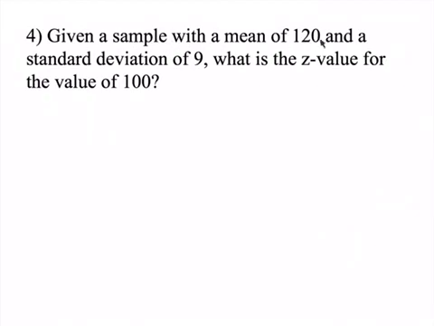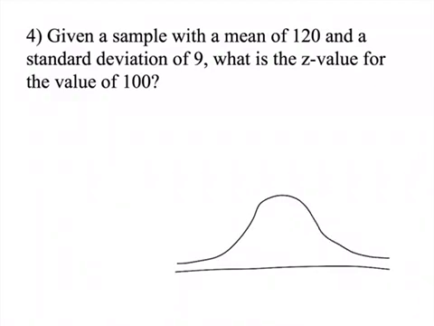Given a sample with a mean of 120 and a standard deviation of 9, what is the z-value for a value of 100? Now, if we know the formula, we can use it. But I want to do both. I want to do what it looks like under a bell-shaped curve and the formula, even though for this problem you probably want the formula. So if we're just thinking about what this looks like, you would have a bell-shaped curve. Right here in the middle would be your mean of 120, and you have a standard deviation of 9. So we're going to take a couple steps out.